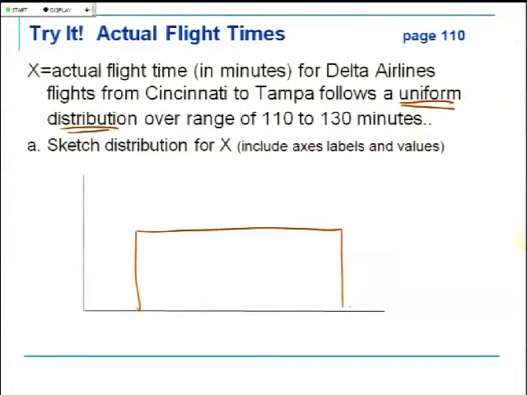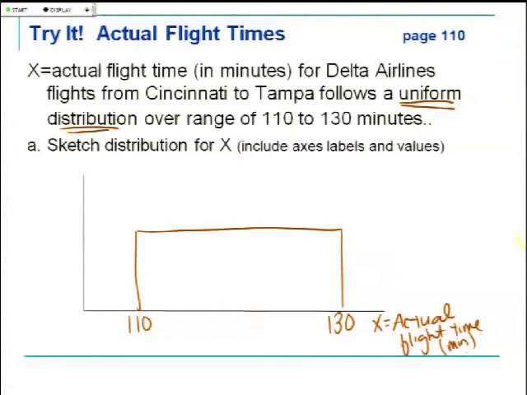Uniform over the range of 110 to 130. That might earn me 1 point right there. Got a couple values in the shape. How about a label for my x-axis? It's the model for this variable x, actual flight time. You could even include the minutes.